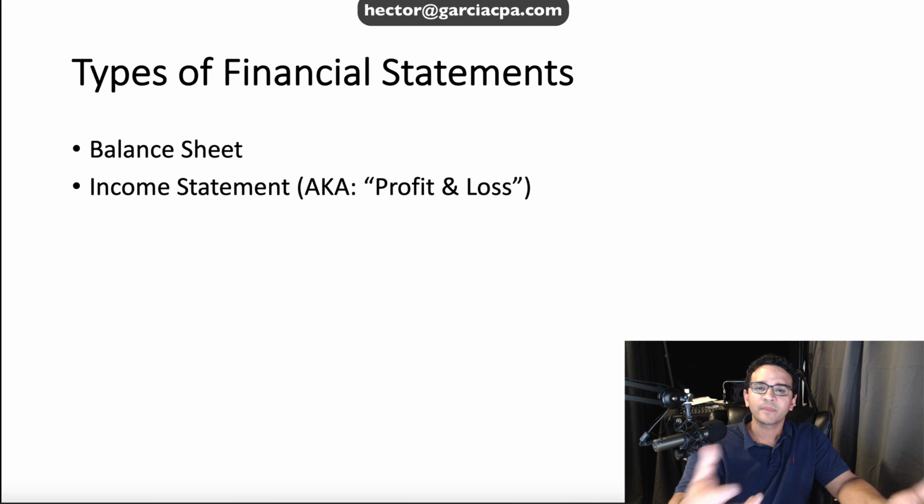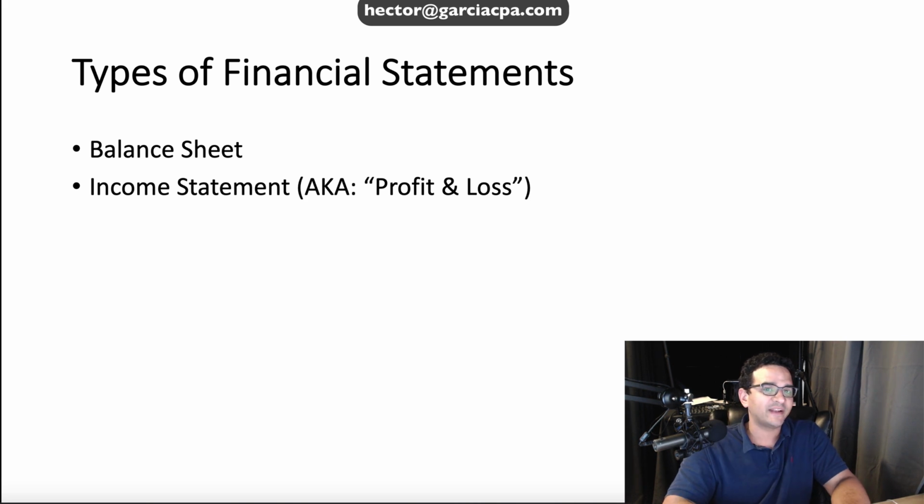So let's start with types of financial statements. In accounting, every financial transaction that we create is within the purpose of preparing one of two financial statements, the balance sheet and the income statement. Now, the income statement is often referred to as the profit and loss. So I'm going to switch to that terminology, profit and loss, because that's what you use in QuickBooks.